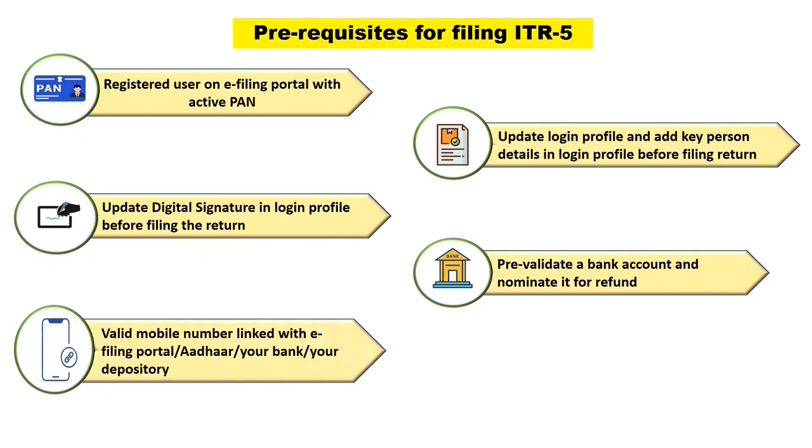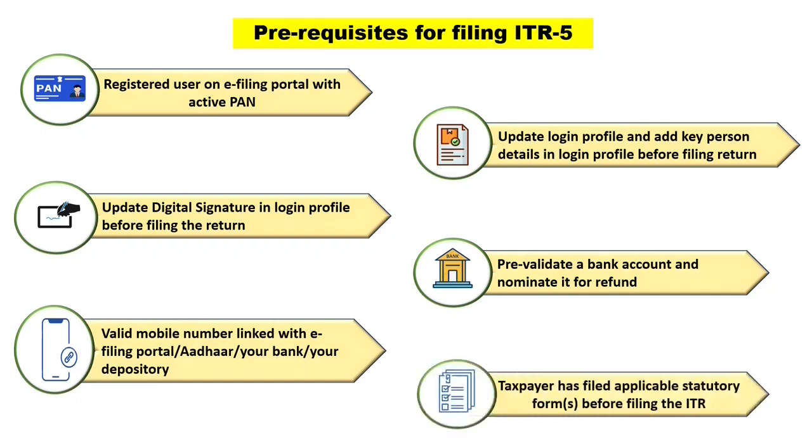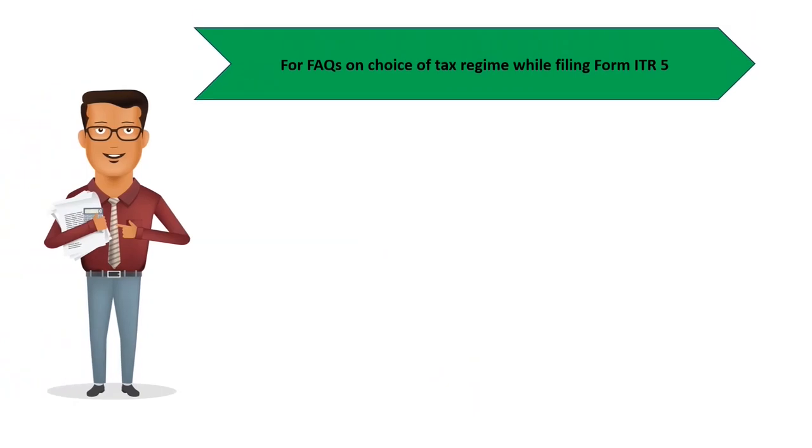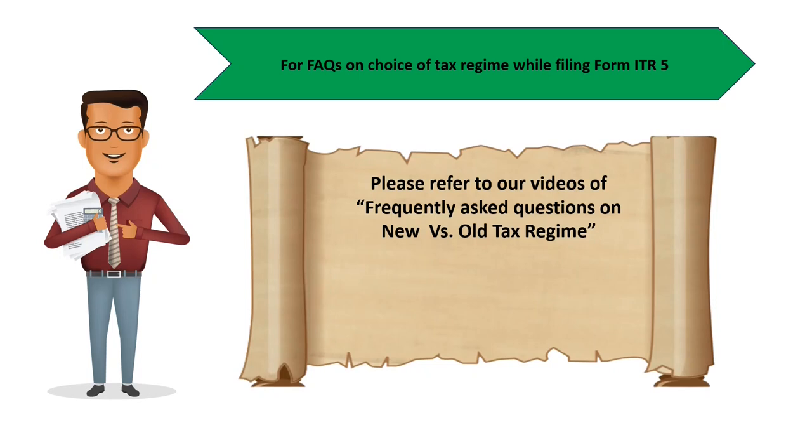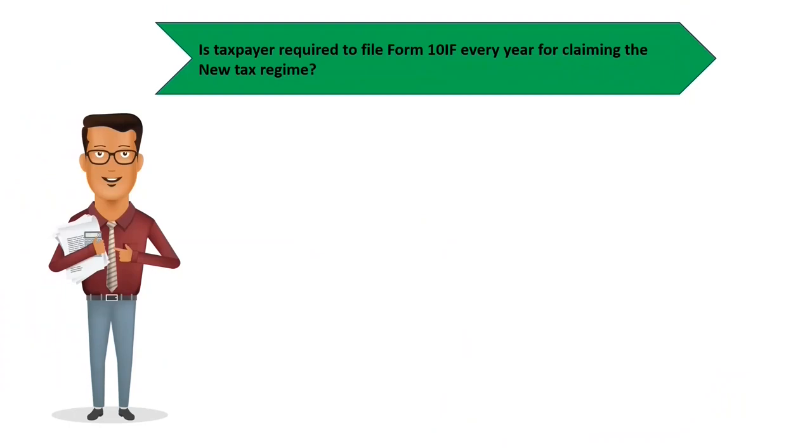It is also recommended that you should have a valid mobile number linked with e-filing portal or your Aadhaar, your bank or your depository. And it is also advisable that you file applicable statutory forms before filing the income tax return. For FAQs on choice of tax regime while filing Form ITR5, please refer to our video on frequently asked questions on new versus old tax regime. For other queries related to Form ITR5, kindly refer to this video. Let us now see the first FAQ on ITR5.